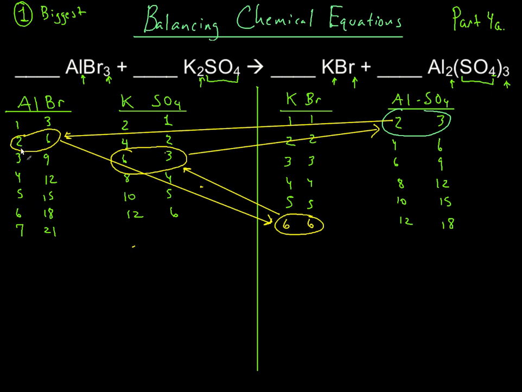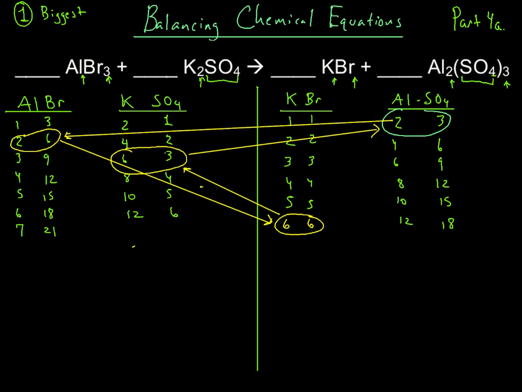We have 2 aluminums on this side, 2 aluminums on this side. We have 6 bromines on this side, 6 bromines on this side. Potassium, we have 6 as well. And as you can see, we follow it down. We have 6 here. And for the sulfate, we have 3 here and 3 here.